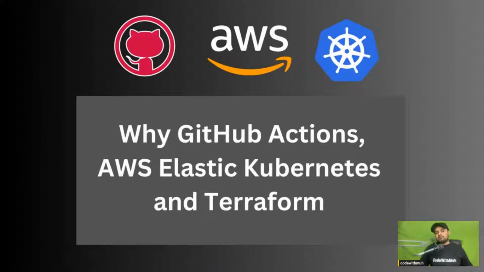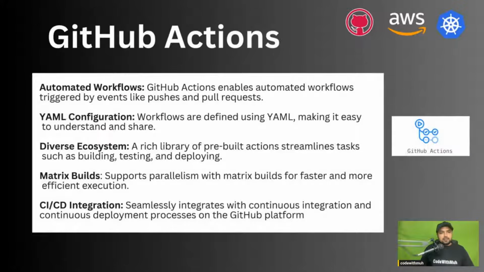Okay, we have a question: why do we need GitHub Actions, AWS, Elastic Kubernetes, and Terraform? So we will be discussing some key points of these things. Okay, GitHub Actions. What benefits do we receive from GitHub Actions? It can automate your workflow. Like when you push code on GitHub, Actions will automatically be triggered, and it will perform all the actions you have written in your GitHub Actions.